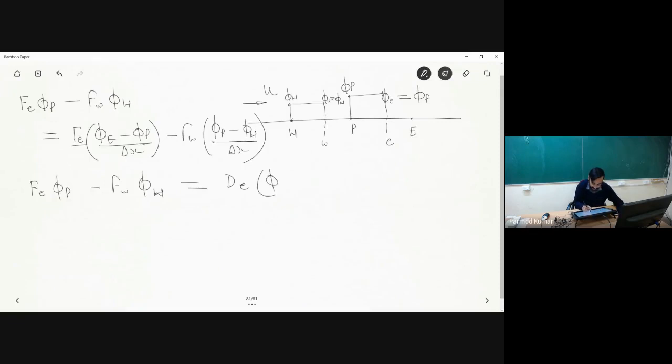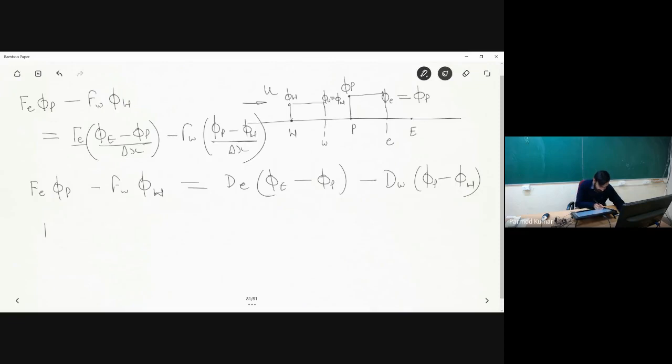So dE times (phi E minus phi P) and minus dW times (phi P minus phi W). Okay. Now what we will be doing, we will be segregating the different terms, different coefficients. All the terms which are common with phi P, we will keep on the left hand side, and other nodes we will take to the right hand side.